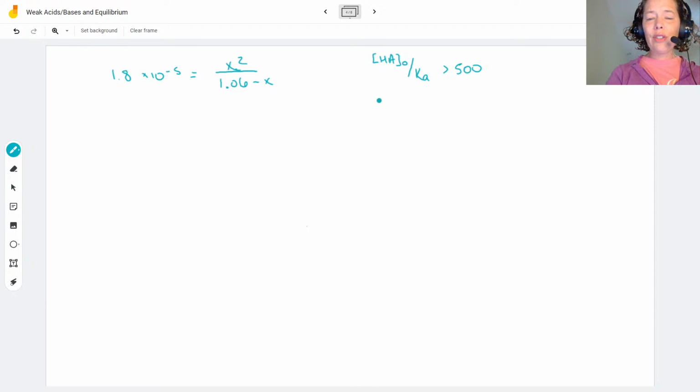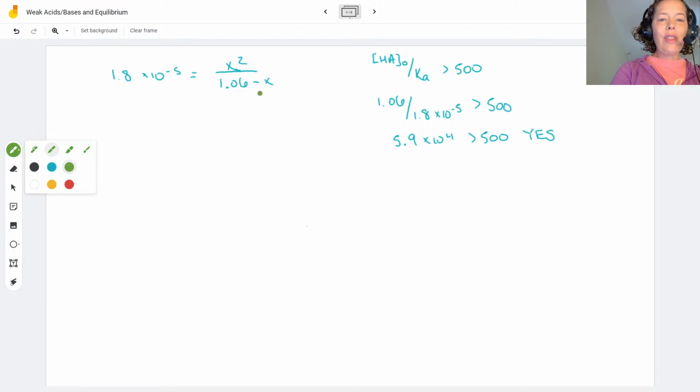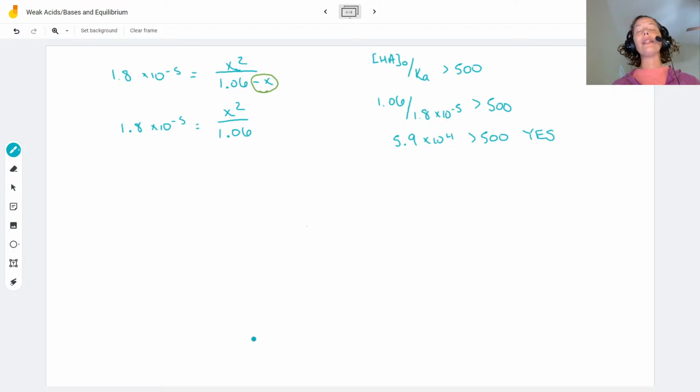Okay, so my initial concentration was 1.06. This is, of course, of my acid. My Ka was given to me, 1.8 times 10 to the negative fifth. Again, I want this to be greater than 500. So when I run this, I get 5.9 times 10 to the fourth, which, yes, is greater than 500. So I put a yes over here, which means now I can get rid of that minus x term. So I get to simplify this equation to simply 1.8 times 10 to the negative fifth is equal to x squared over 1.06. Okay, that's a lot easier to solve.